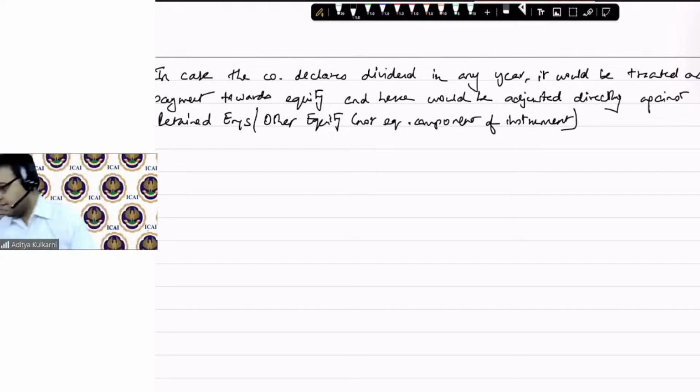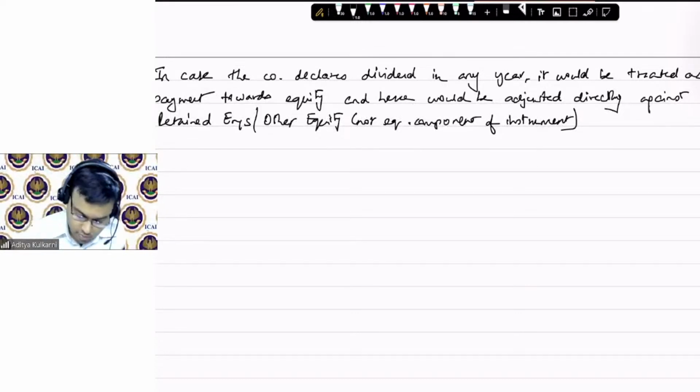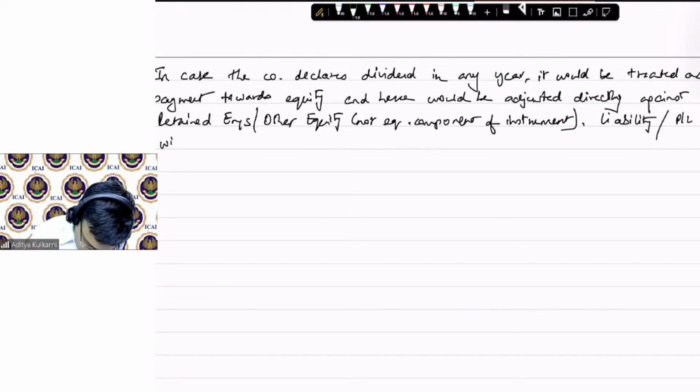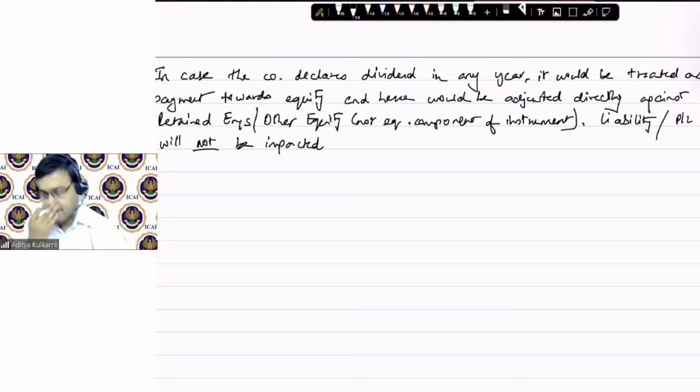Okay. So that it would be adjusted directly against retained earnings or other equity. Liability slash P&L will not be impacted. Liability slash P&L will not be impacted. Okay. All right.